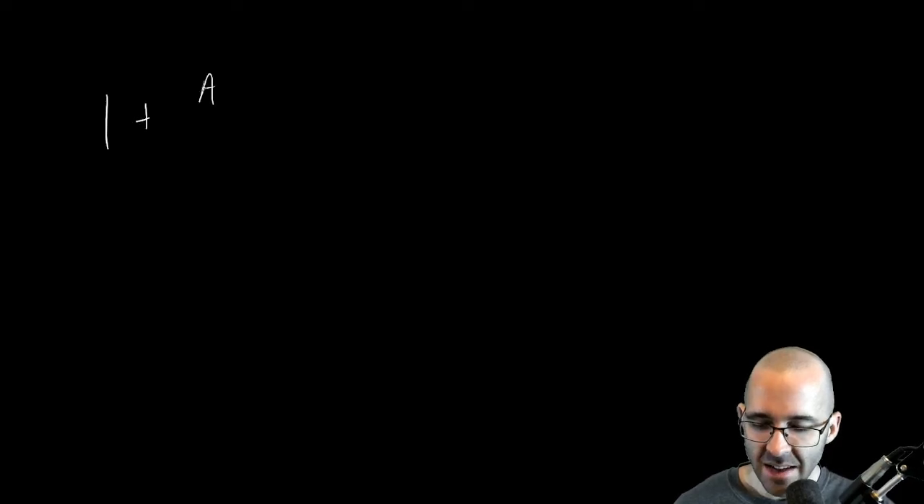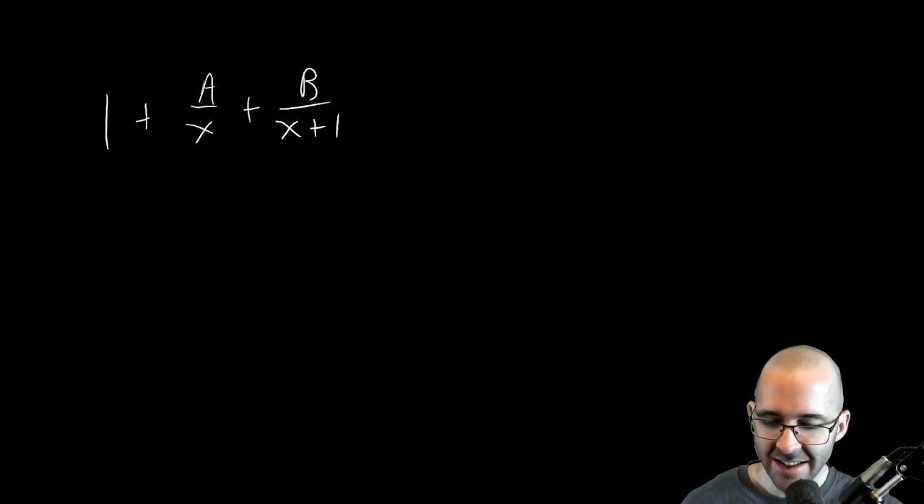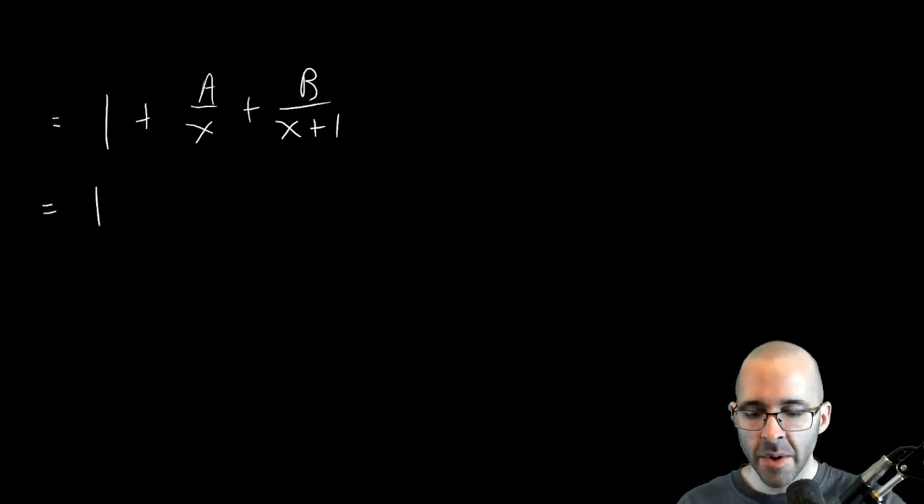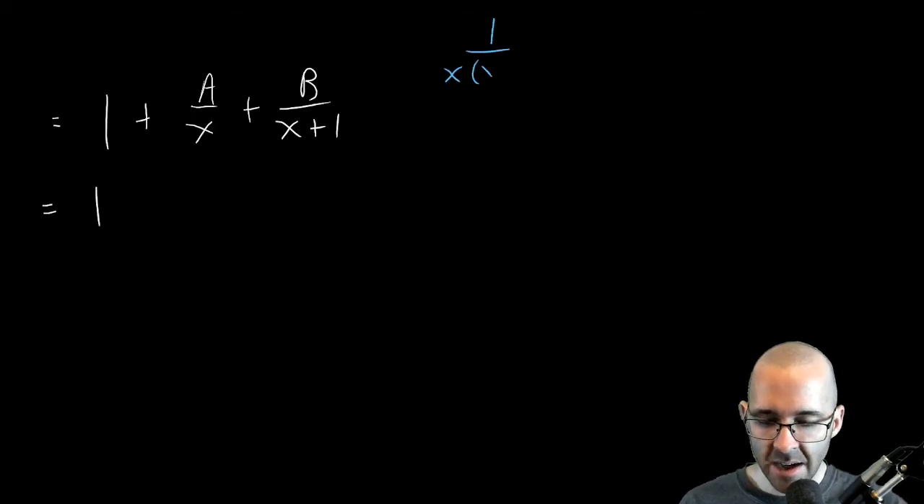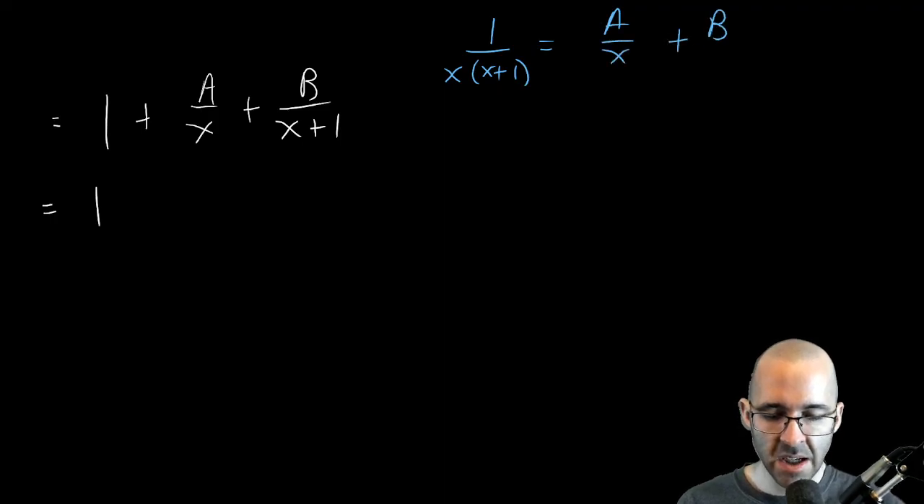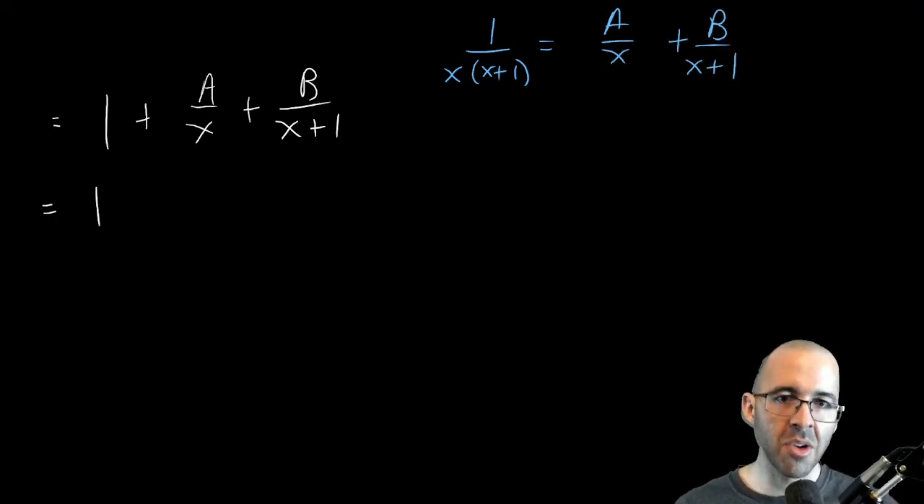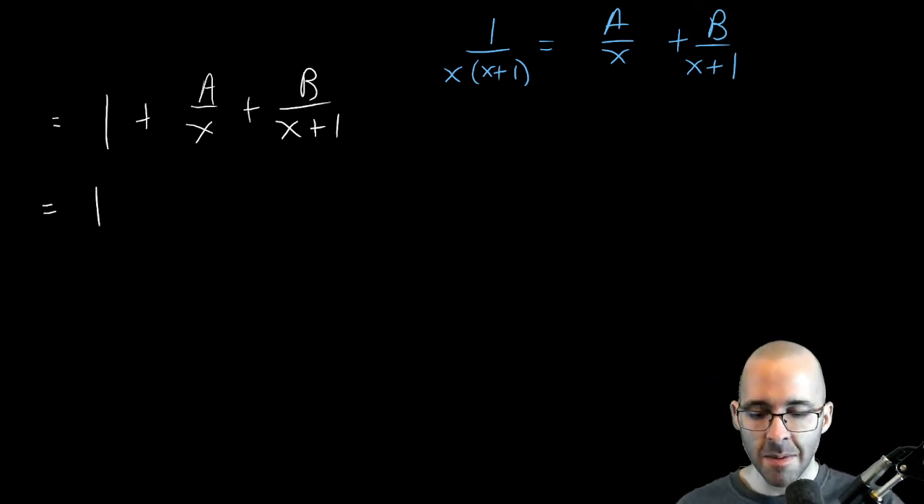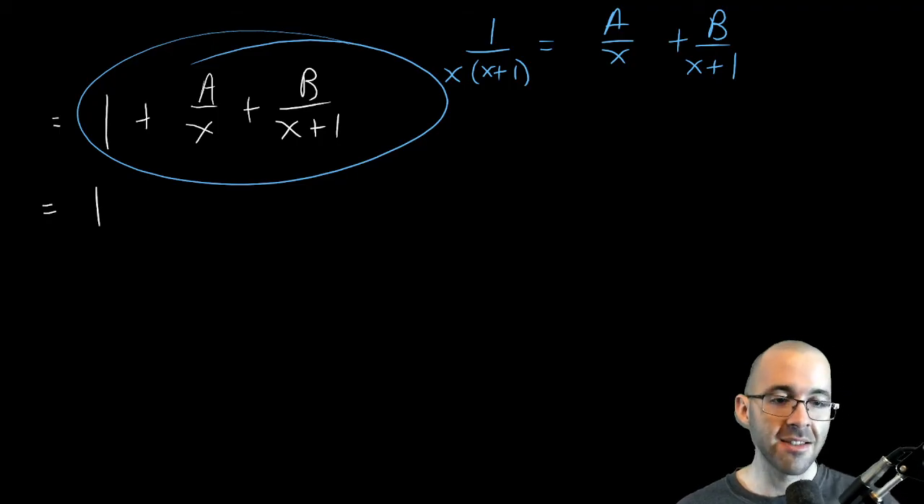Now, if you were curious about where to go from here, it was something like this. You wouldn't worry about the 1. The 1 would just stick around for a while. But when you're actually solving it, you would say, okay, so 1 over x times x plus 1 equals a over x plus b over x plus 1, like so, and then you'd multiply both sides of this equation. And then once you had an answer, you just replace the a and the b in here, and you'd integrate all of this.